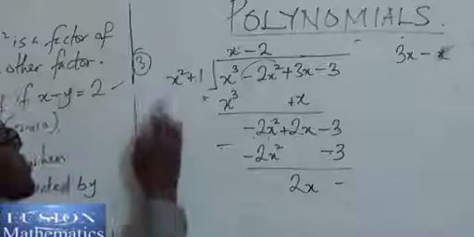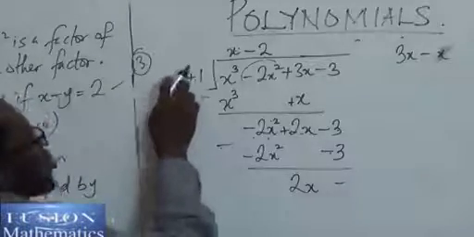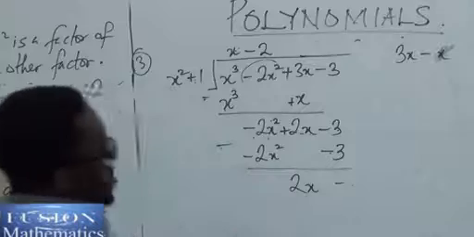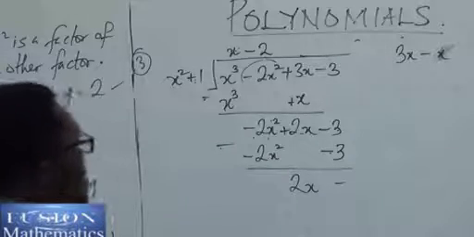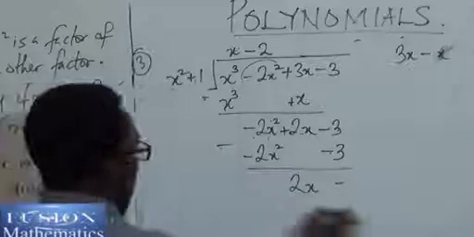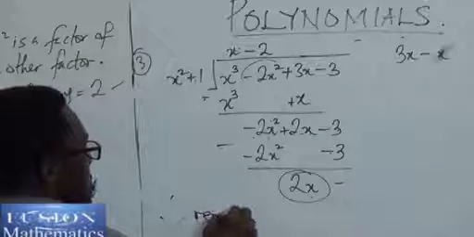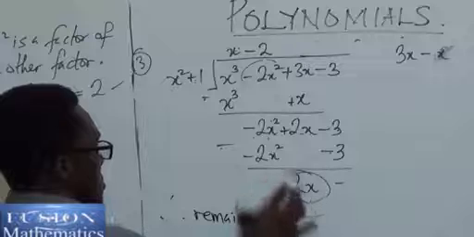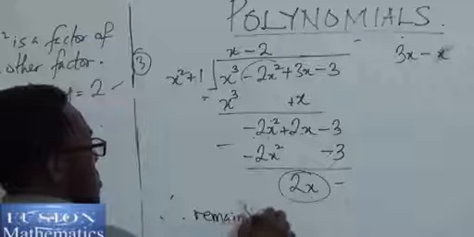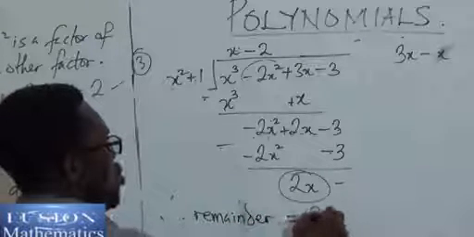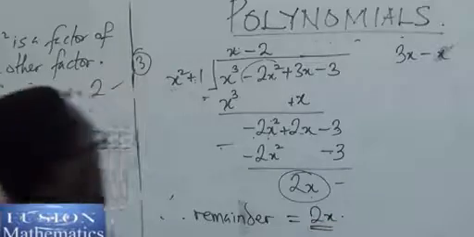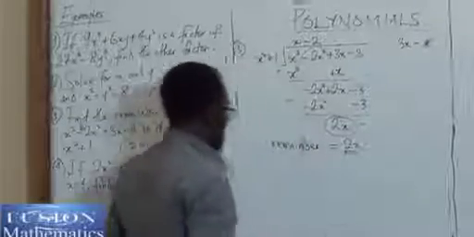Now we divide further. X squared to divide 2x is impossible. It cannot divide. So therefore, the remainder is equal to 2x as our answer. Let's go to question 4.